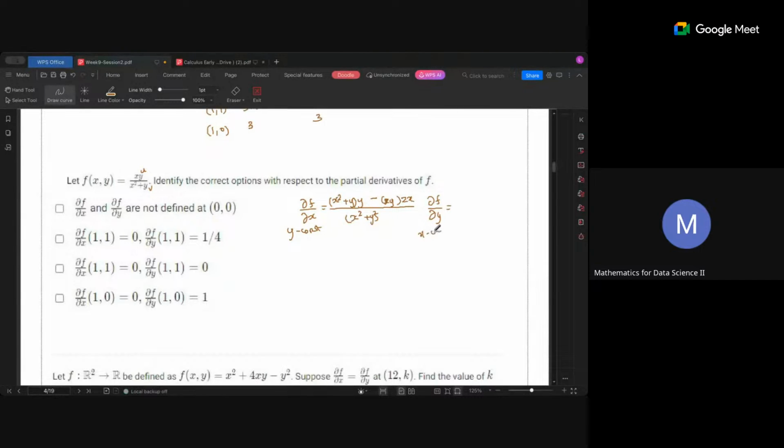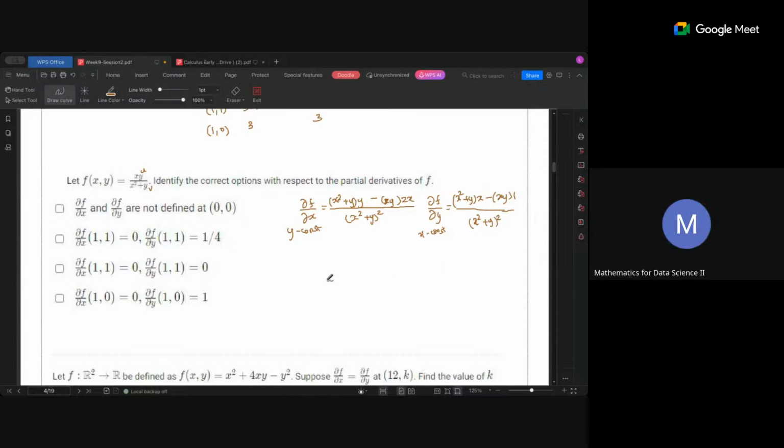You have to keep x as constant now. x squared plus y into x, minus xy multiplied by 1, divided by the denominator, which will be the same. This square is outside. Okay, fine.